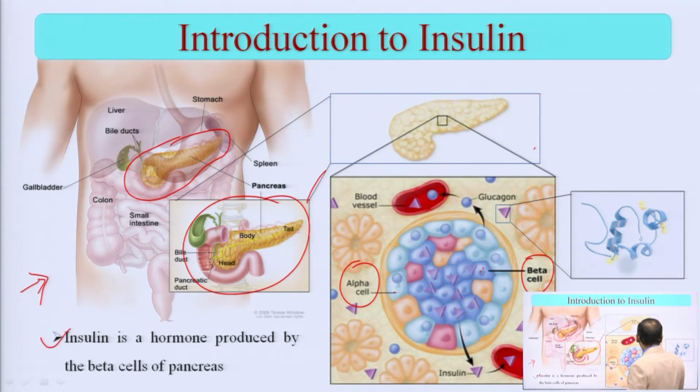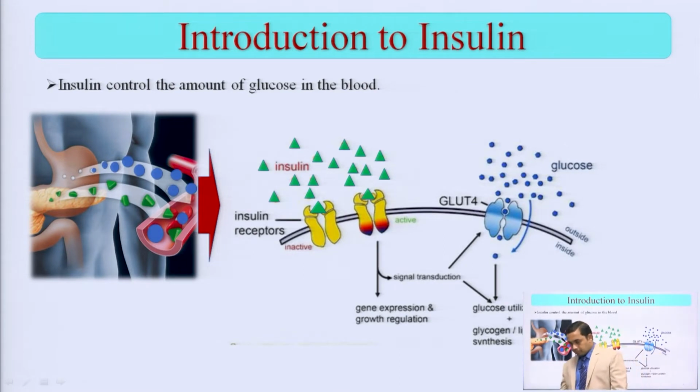If you see this insulin, here I am trying to show you the insulin. If you zoom in on such insulin, you will be able to see this kind of 3D picture. This is the actual 3D picture of insulin. Now, what is insulin doing? This is basically controlling the amount of glucose in your blood.